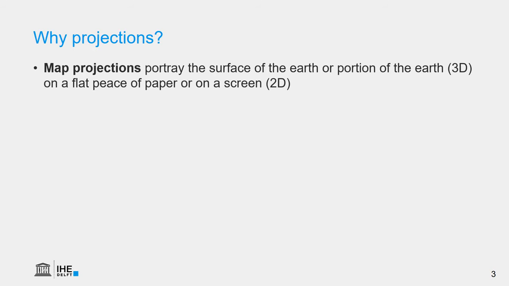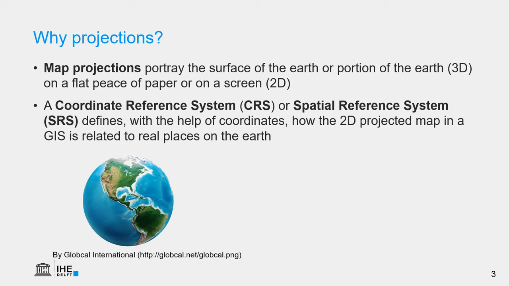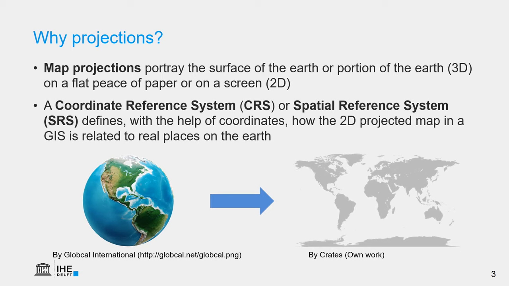Why do we need projections? Well, the problem is that the Earth is in 3D, it's a sphere, and we often want to present maps on a flat piece of paper or on a screen. Therefore, we need a coordinate reference system or spatial reference system, which defines the translation from 3D to 2D coordinates. So we want to go from the 3D coordinates of the globe to a 2D coordinate system on the screen or on paper.